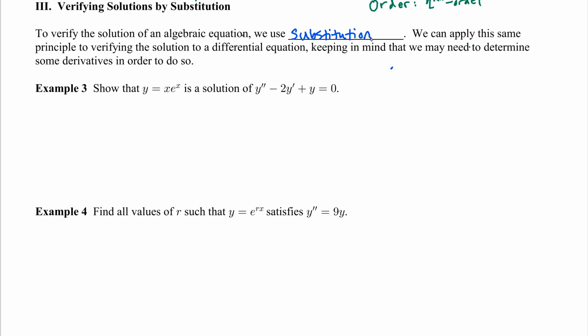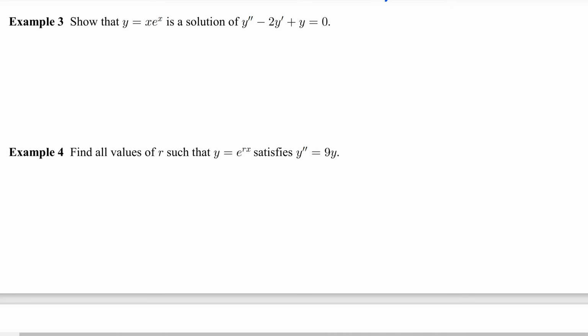We can apply the same principle to verifying the solution to a differential equation, keeping in mind that we may need to determine some derivatives in order to do so. So let's give this skill a try. Show that y equals x e to the x is a solution of y double prime minus 2y prime plus y equals 0.